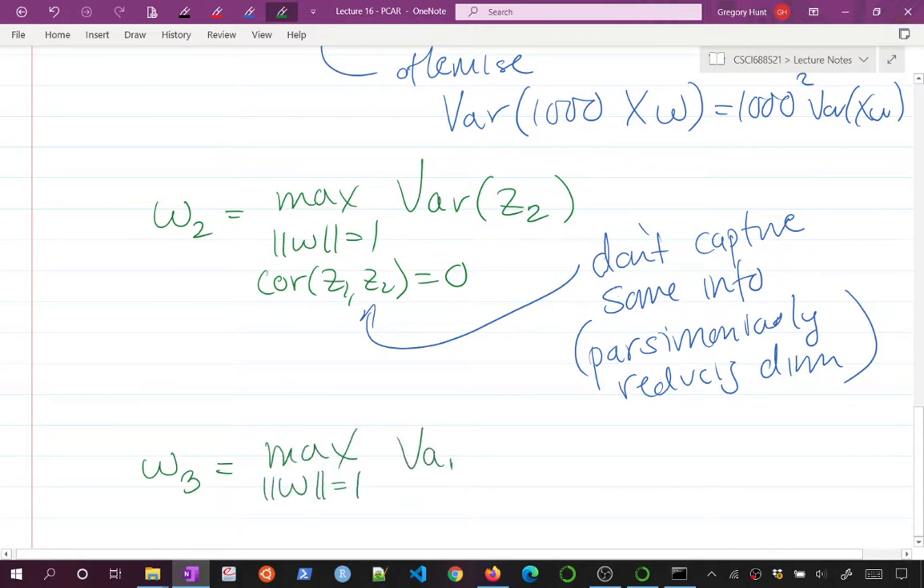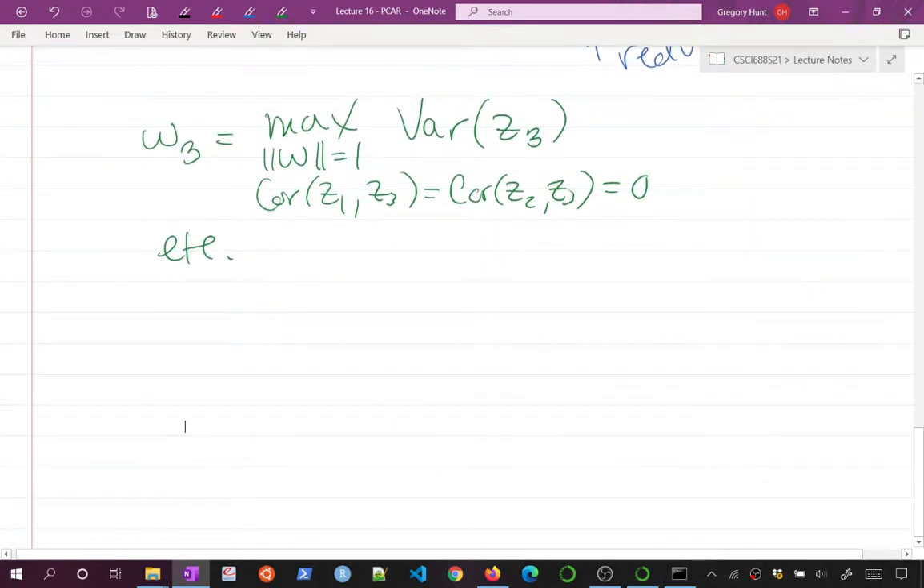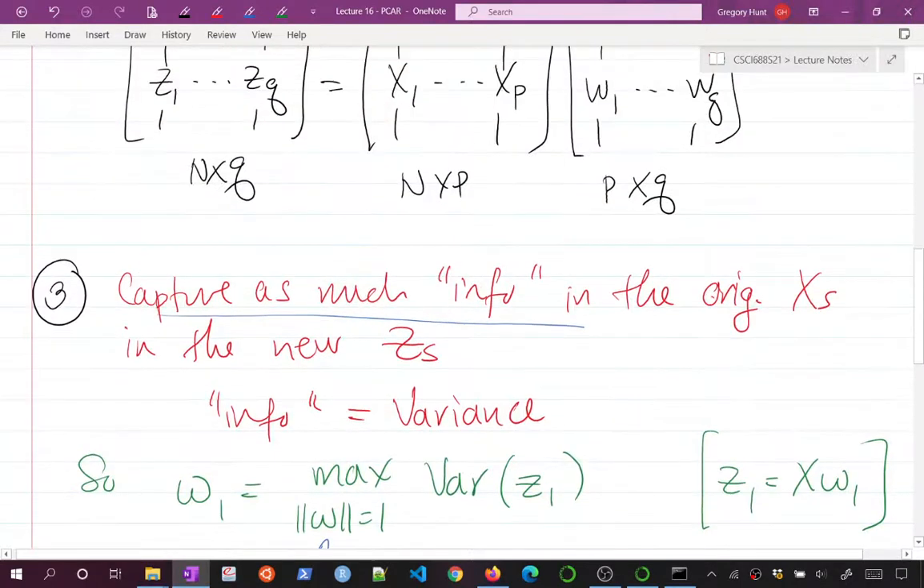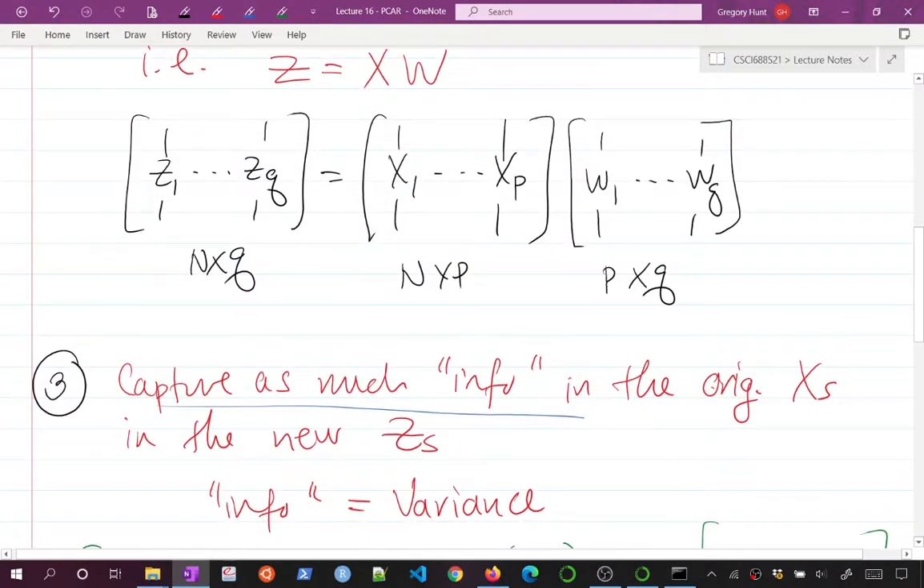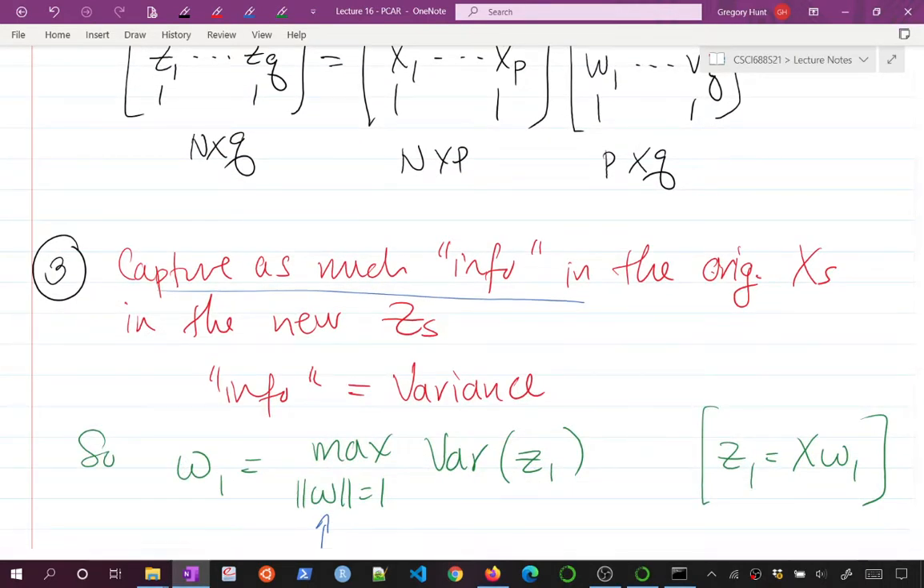And I'll just write out the third one. You can calculate a bunch of these components. The third one can be similar. We'll maximize the variance of the third Z, but it's going to be uncorrelated: the correlation between Z1 and Z3, and the correlation between Z2 and Z3 is 0, etc. And so you can get higher and higher components, and that will allow us to get a higher number of principal components, these Z's, by getting these weights. So that was basically the procedure.